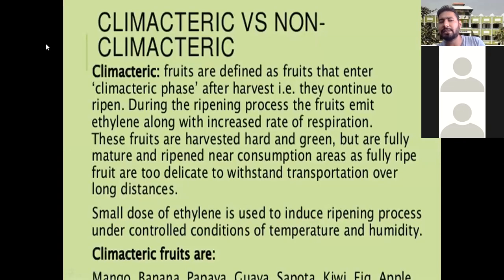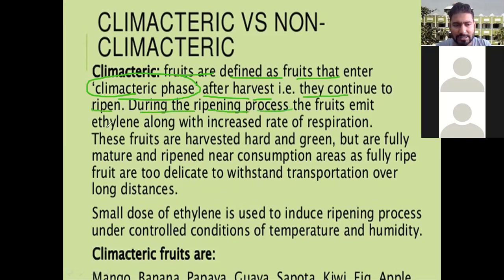Another very important thing: climacteric and non-climacteric fruit. I told you already, during the ripening time of the fruit the respiration rate becomes high. Such a fruit is known as a climacteric fruit. Now you can see, climacteric fruits are defined as fruits that enter the climacteric phase. What is the climacteric phase? After harvest, when you have plucked the fruit from the tree, they continue to ripen.